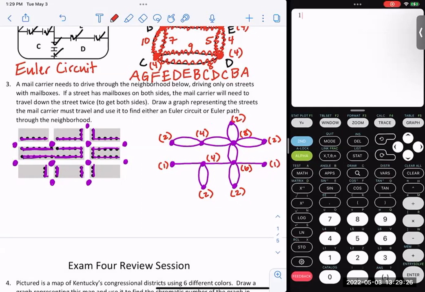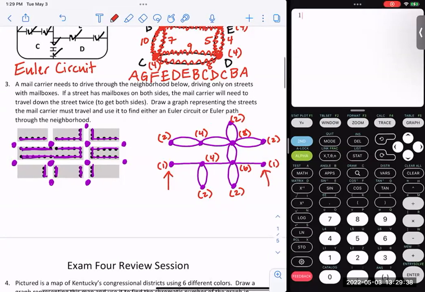So if I look here, I've got a lot of even numbers, but there are 2 odds, right? So I have 2 odd numbers here and here. So since I have exactly 2 that are odd, that means that an Euler path, but not an Euler circuit, is possible.